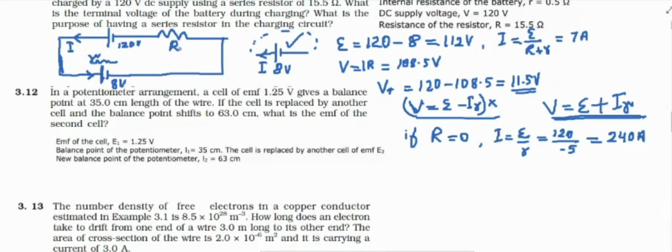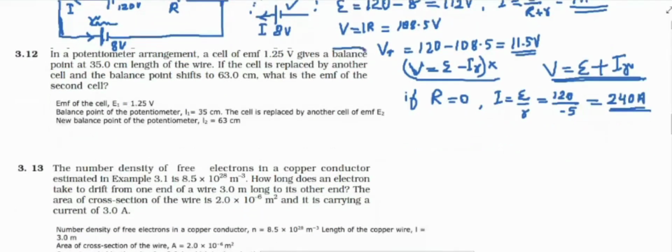In the presence of external resistance capital R, current is 7 ampere only, as we calculated here. In the absence of capital R, current becomes 240 ampere. This 240 ampere is a very high current that will damage all circuit wirings, everything. So what is the purpose of using capital R there? The series resistor capital R is used to reduce the current in the circuit. Okay, so this question you have to note separately.